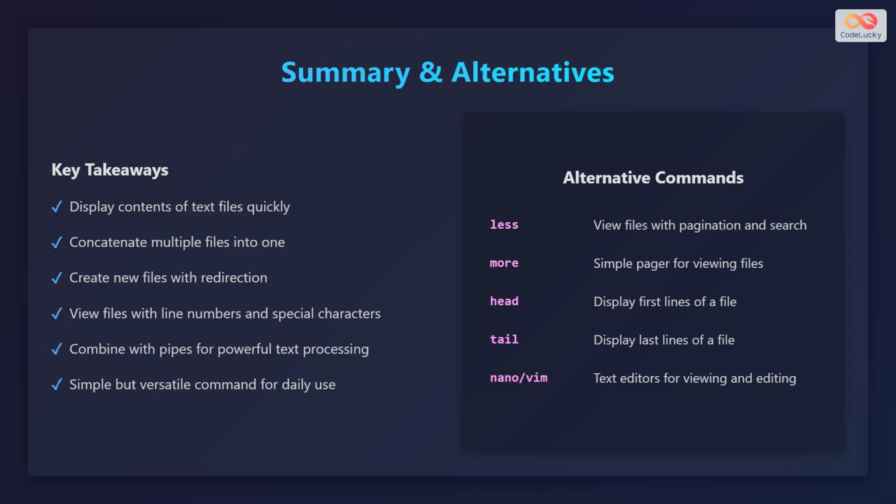Some alternative commands are less, which is used to view files with pagination and search; more, which is a simple pager for viewing files; head, which is used to display the first lines of a file; tail, which is used to display the last lines of a file; and nano or vim, which are text editors for viewing and editing.